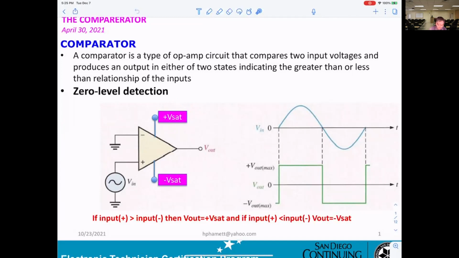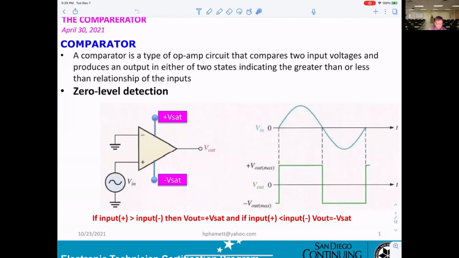Okay, and if the negative input is higher than the positive, then the output will go down to minus V saturation. That's very simple, okay?